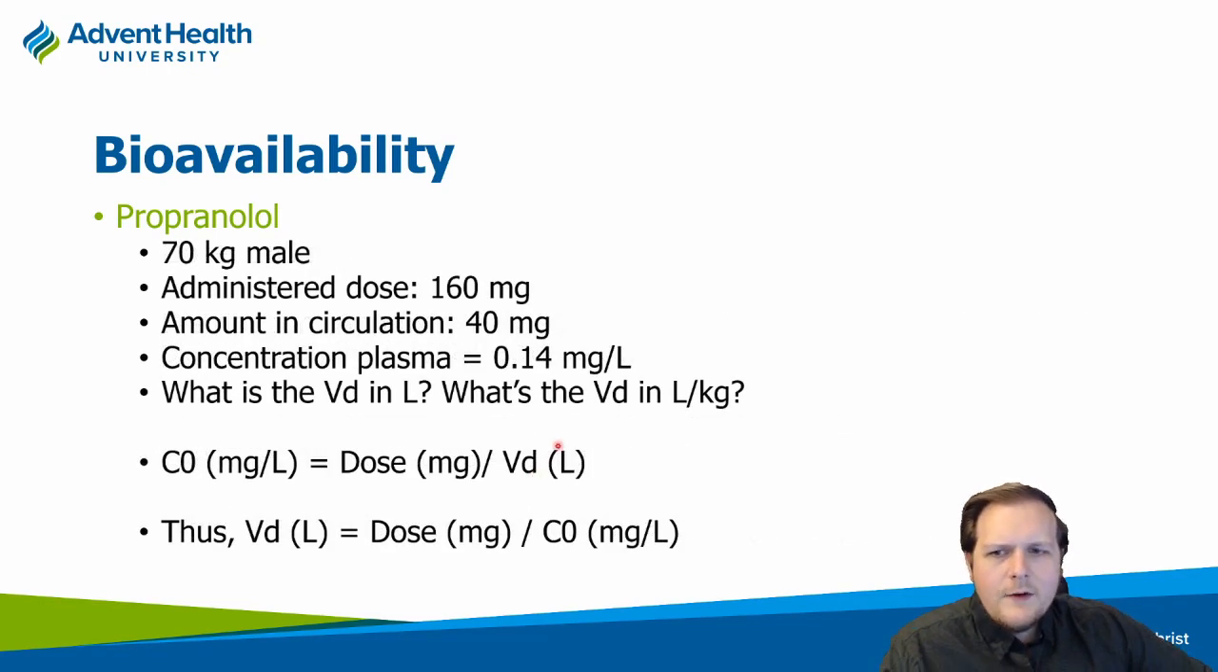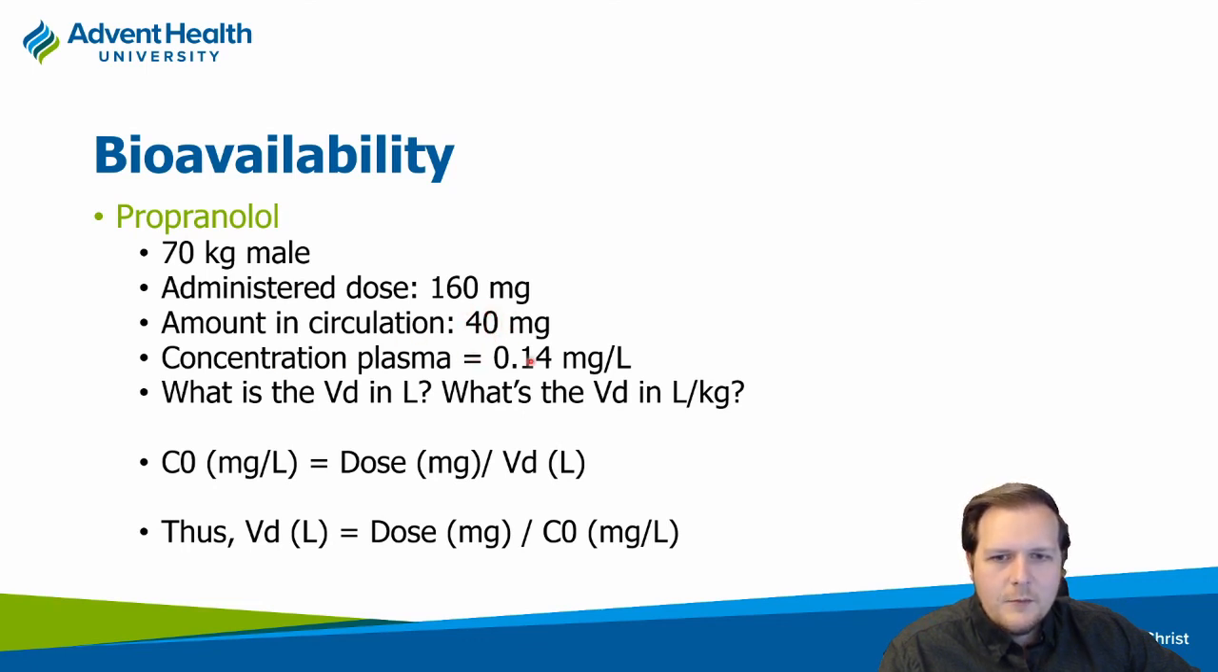So let's say, for instance, I'm going to try to illustrate some of these concepts here in terms of these variables. And again, I'm unlikely to make you do these specific calculations on the test, but I do want you to at least have an idea of how these different variables are going to factor in, right? So let's say, for instance, we have a 70 kilo male. We're administering a dose of 160 milligrams of propranolol, and the amount in circulation we know, based off of first pass effect, is only 40 milligrams. So we're going to use that as our dose.